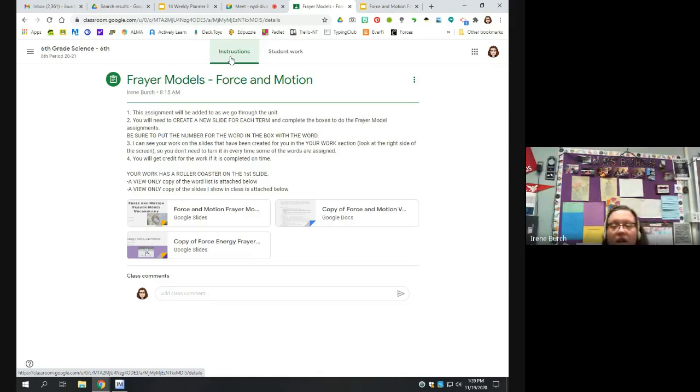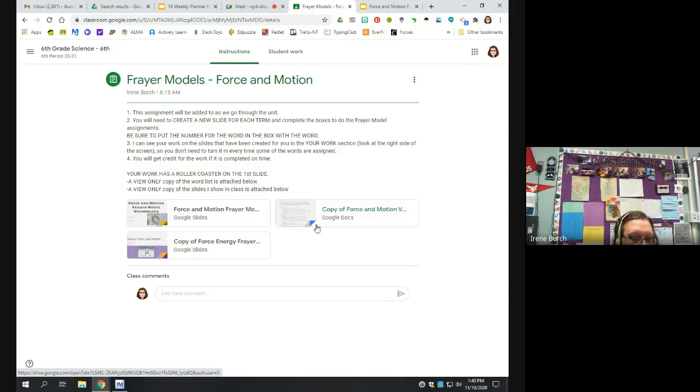So in the instructions, it says you'll need to make a new slide for each term to fill in the boxes on the Frayer model. Be sure to put the number with the word in the oval in the middle. I've created some for you to get started. Below your instructions, you'll see a copy of My Completed Slides. My Completed Slides has a hockey player on it. That's the one that's totally done, that I'll present in class and talk about in our Google Meet tomorrow.